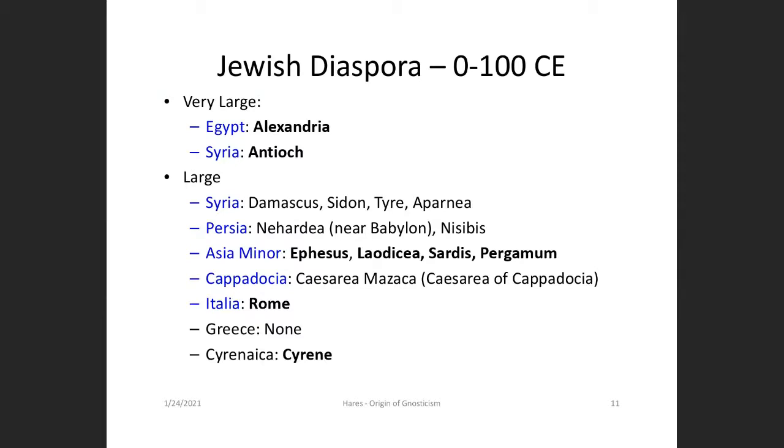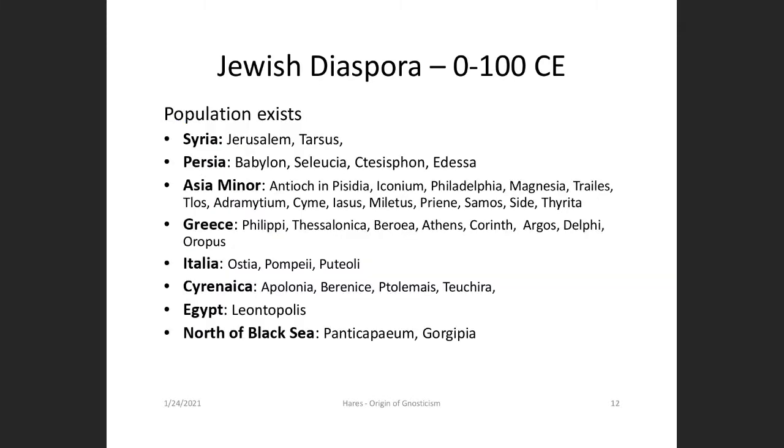Then you have the large, Damascus, Sidon, Tyre, Parthia, Persia, Nehardea near Babylon, Nisibis, Asia Minor, Ephesus, Laodicea, Sardis, Pergamum. Sound familiar if you're in John's Revelation? You have Rome. Not so much in Greece, and you have Cyrene. Notice some of the ones as people went into Rome, into Greece, into Philippi, into Thessalonica. There were some Jewish settlings, but there weren't much.